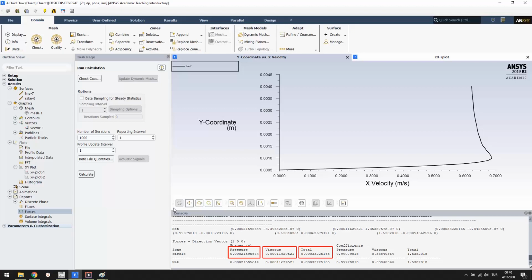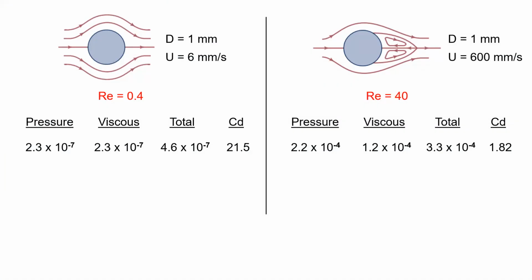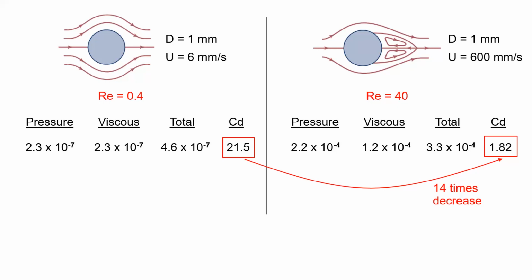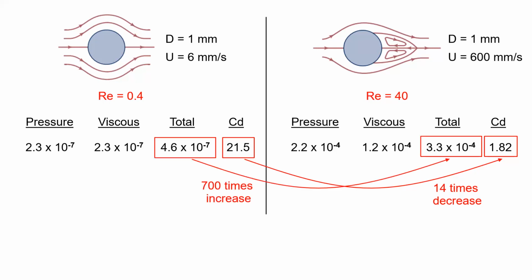Boundary layer separation, seen here, did not allow for good pressure recovery, resulting in lower pressure at the back of the cylinder. And this low back pressure increased the pressure drag. Let's finish this video by comparing the drag forces of the two Reynolds number simulations we performed so far. As the Reynolds number increased 100 times, the drag coefficient reduced 14 times. In the meantime, the drag force increased 700 times.